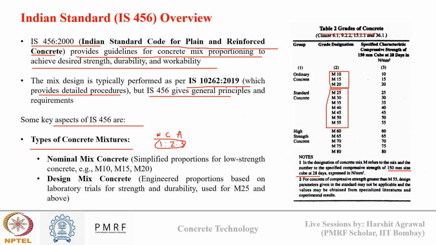Okay, so the code has even mentioned what size cube we need to test and at what age to check the grade of concrete. And the second point below says that high strength concrete, that is M60 and above, needs to be designed based on the proportions present in past literature, that is, previously published articles where high strength concrete was prepared, and from experimental trials. So when we talk about the mixture design code, that is IS 10262, we mainly use it for standard grade concrete from M25 to M55.